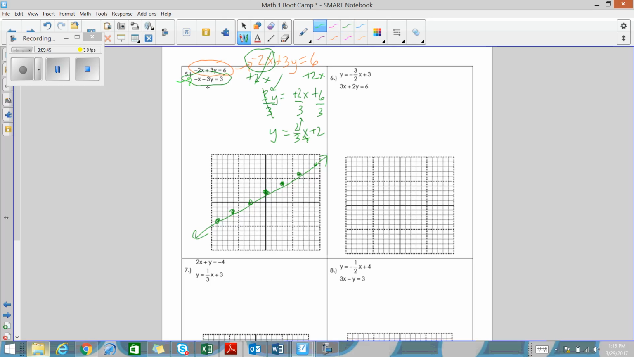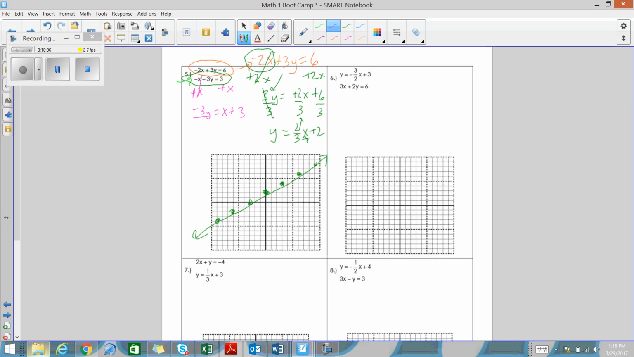All right, so here we go. Ready? So we got negative x minus 3y equals 3. So the first thing you're going to do is add the x over. We got to add x, so it's negative 3y equals. Now you want to put the x first. So x, and then that 3 is positive, so I'm going to go plus 3. You always need a sign in between your x and your constant.